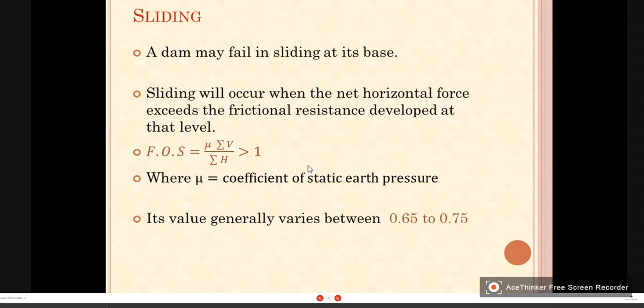Sigma v means all the vertical forces in the dam, and sigma h means the horizontal forces in the dam. Mu is the coefficient of static friction, and it lies in between the value of 0.65 to 0.75.